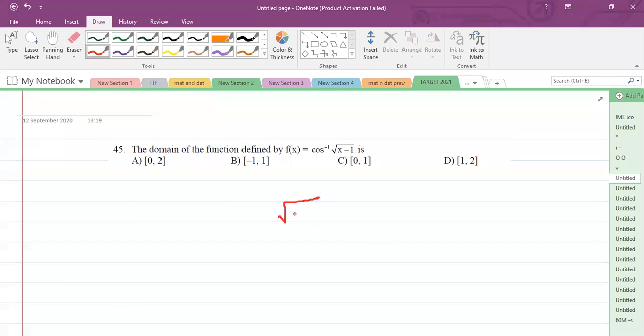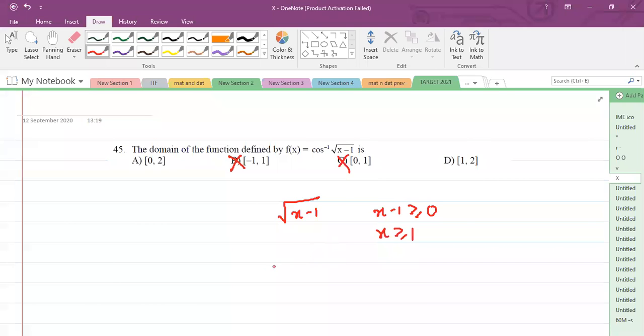Square root of x minus 1. Therefore, clearly x minus 1 should be greater than or equal to 0. Therefore, x should be greater than or equal to 1. Okay, x should be greater than or equal to 1. Immediately, you can rule out these two options. x should be greater than or equal to 1.